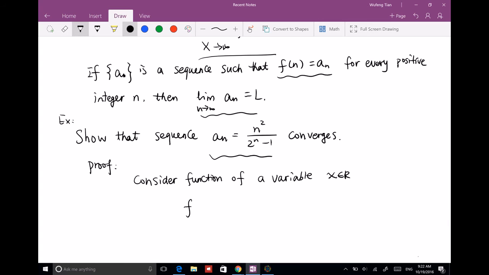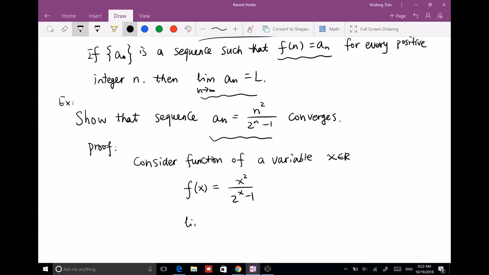So consider the function f(x) equals x squared over 2 to the power x minus 1. You see, n is a variable whose domain is all integers: 1, 2, 3, 4, 5, 6, 8. But here we change n into x. x is a continuous variable. The reason I change it into x is that x is continuous, so I can take the derivative.